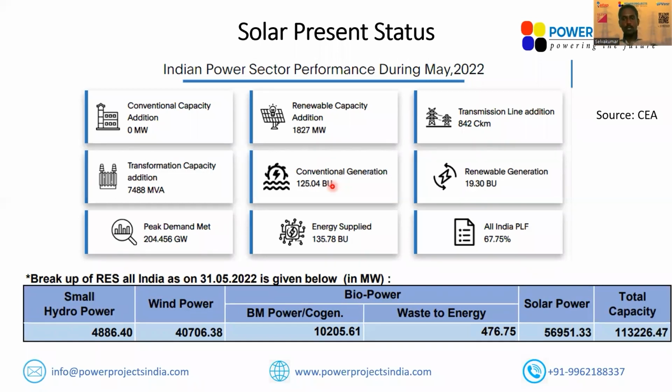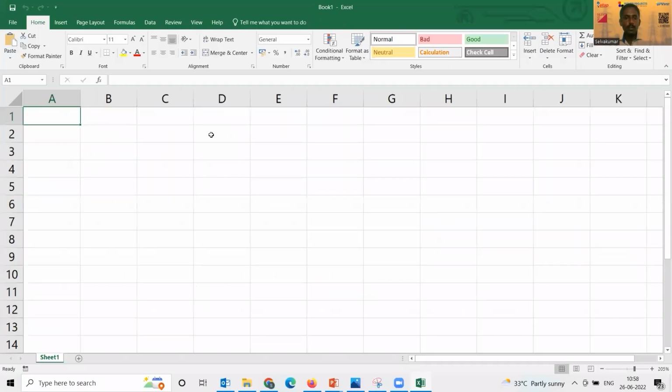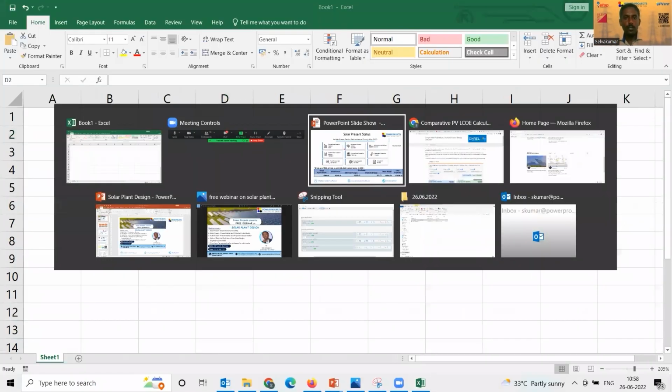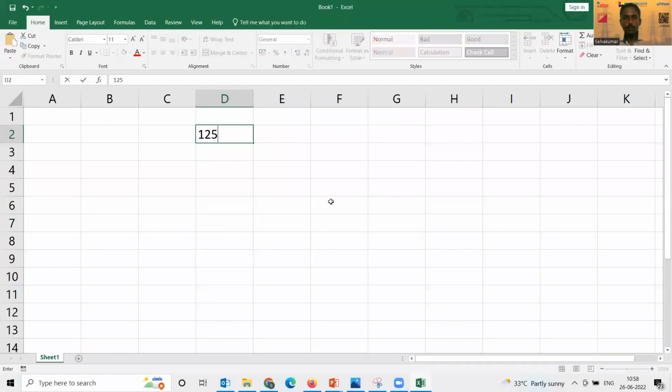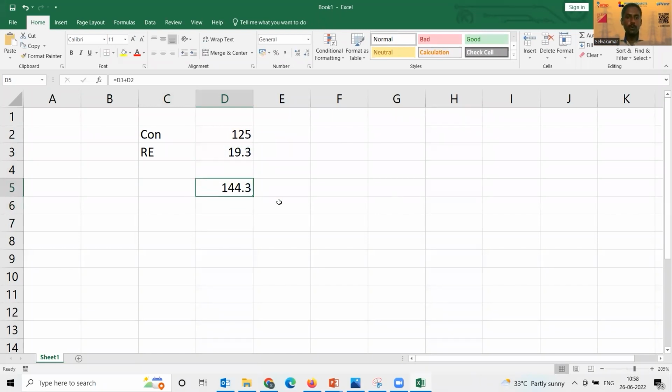This also gives a message for solar. This month of May, you will be having high solar, and despite that, the renewable penetration which you are able to meet is less than 20%. So this is May 2022: 125 billion units from conventional and 19.3 billion units from renewables, which includes both wind and solar. So the total energy consumption we had in the month of May is 144.3 billion units.